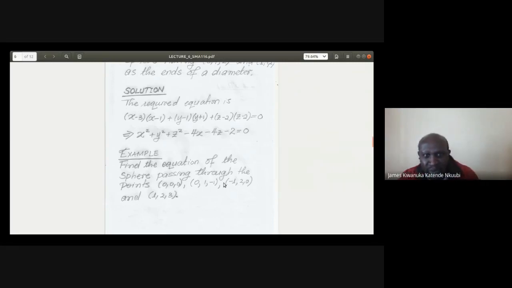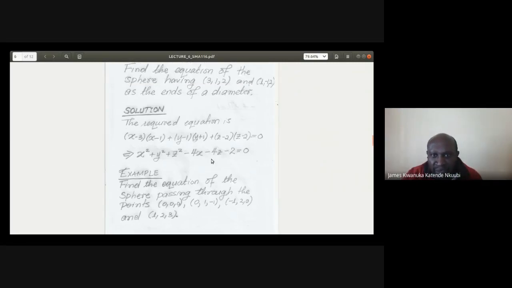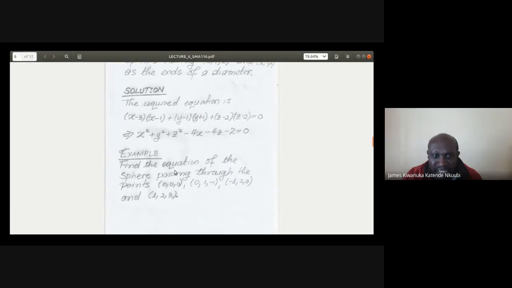So here is another example. The example says, find the equation of a sphere passing through these 4 points, (0, 0, 0), (0, -1, 1), and so on. So what this means is that all these points are on the sphere, and therefore they must satisfy the equation of a sphere.